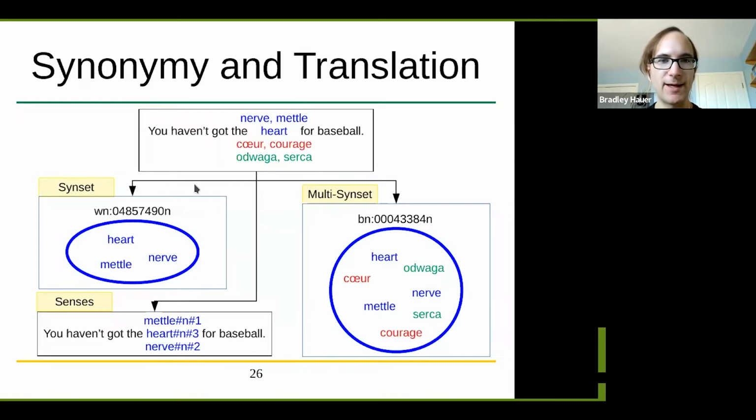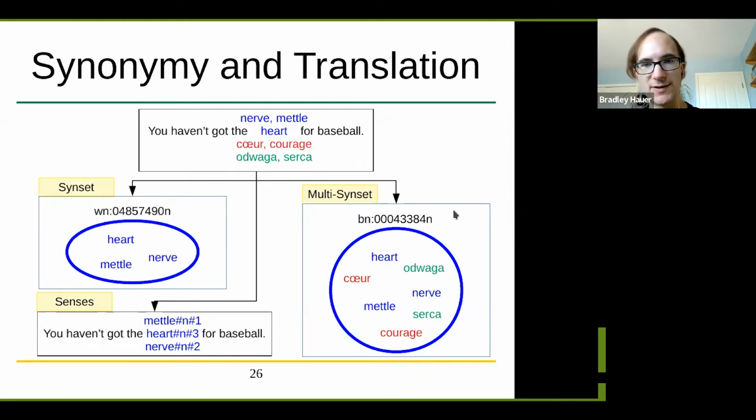So we see again that the phenomenon of mutual substitutability, or synonymy, gives rise to synsets. And analogously, the phenomenon of translation, the idea that in this context we could translate heart as one of these French words or one of these Polish words. Those words can express the same concept in their respective languages. That gives rise to multi-synsets, multilingual synsets.